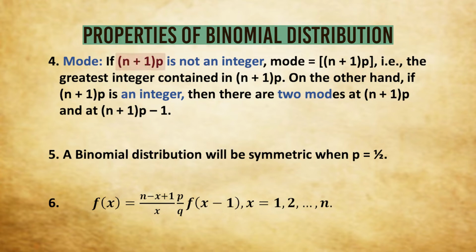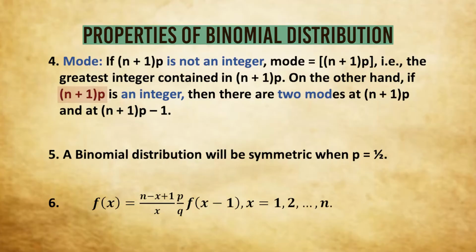One is when (n+1)p is not an integer. Then the mode will be at floor of (n+1)p. Now what is floor of (n+1)p? The greatest integer contained in (n+1)p. That means if (n+1)p is say 9.2, then floor of (n+1)p will be 9. On the other hand, even if (n+1)p is say 9.9, then also floor of (n+1)p will be 9. So it is not the rounded off value, it is the greatest integer contained in a particular quantity.